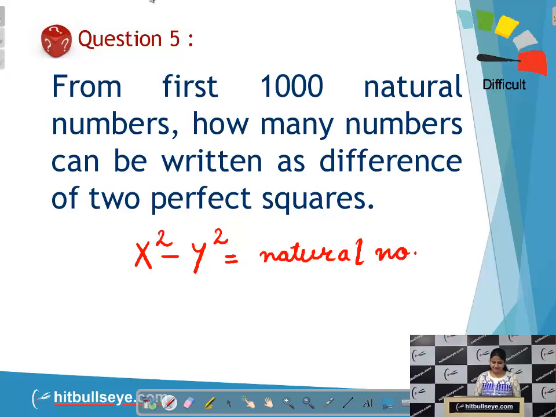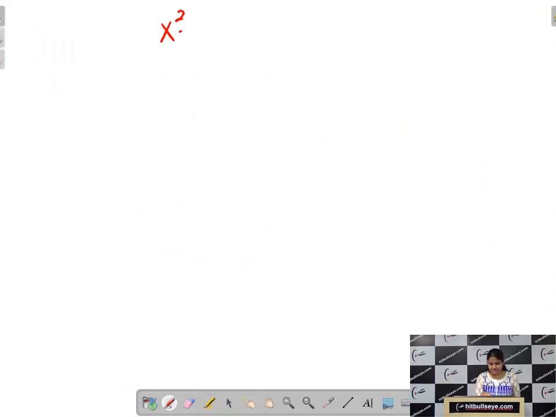As we have discussed, this equation will be solvable for positive integral solutions if on the right hand side we have either an odd number or a multiple of 4. Then only is this equation solvable. Otherwise, we'll be unable to find integral solutions. In that case, we will find fractions only.